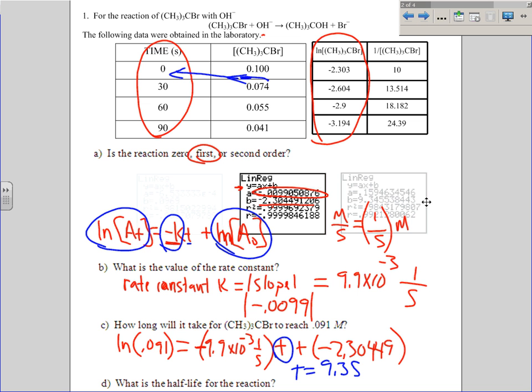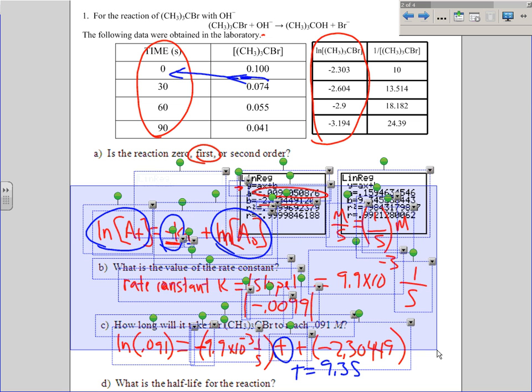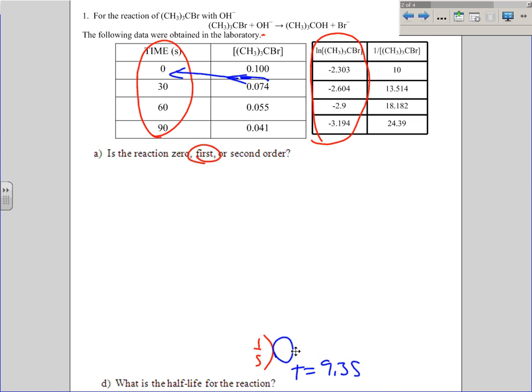Okay, let's take a look at the last one here. What is the half-life for this reaction? Let me clear some space here. Get rid of some of this stuff so it's easier to see. Okay, part D, what is the half-life for the reaction? Now, this is one I said you can derive the equation, but it's easier if you just know it. For first order, it's 0.693 over k, which equals the t at half-life.